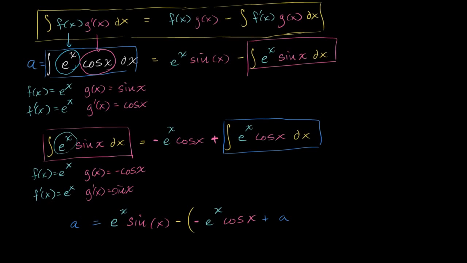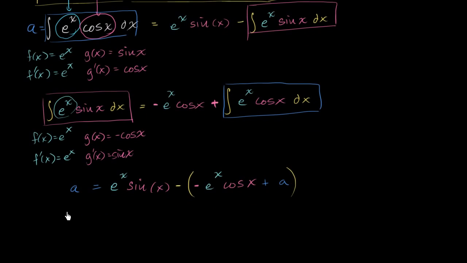And now let's see if we could solve for a, because a is what we cared about. A is equal to e to the x sine of x, and then distribute the negative. So it's going to be plus e to the x cosine of x, and then minus a. I just distributed this negative sign. Now, if we want to solve for a, we could just add a to both sides to get all the a's on the left-hand side.